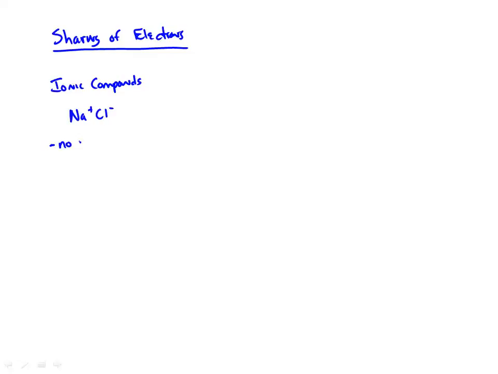Okay, so let's take a look at the sharing of electrons. On one end of the spectrum, we're going to have ionic compounds, where our best example is maybe sodium chloride, where there's no sharing. And on the very far side, we can have what are called covalent molecules, where a good example would be hydrogen or fluorine, where both atoms are the same. This is where we have as close to perfect sharing as we can have.